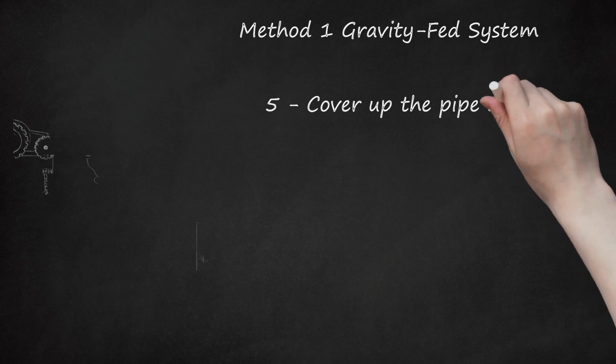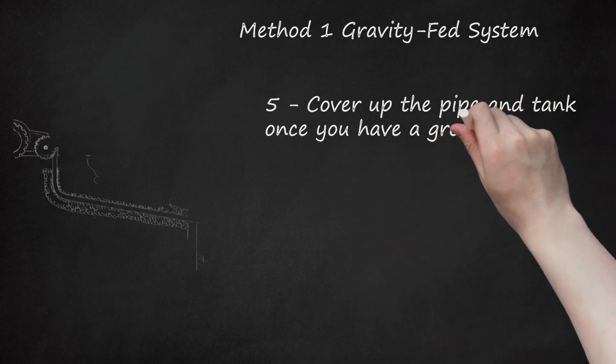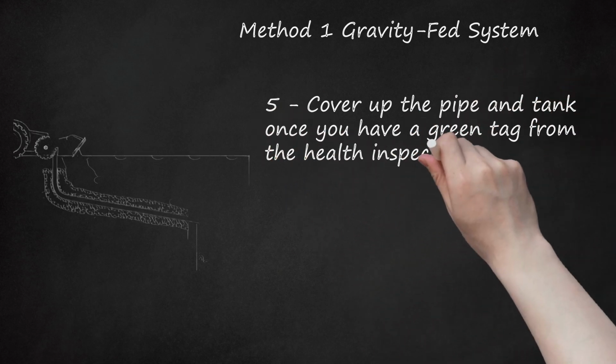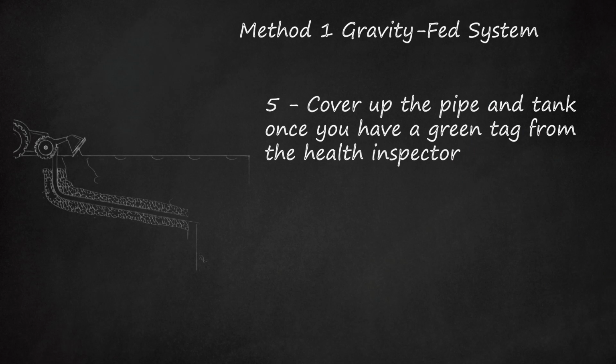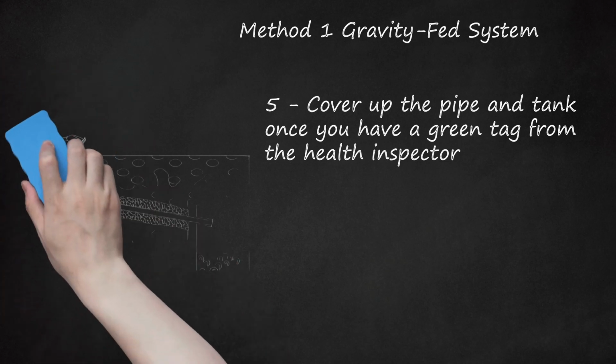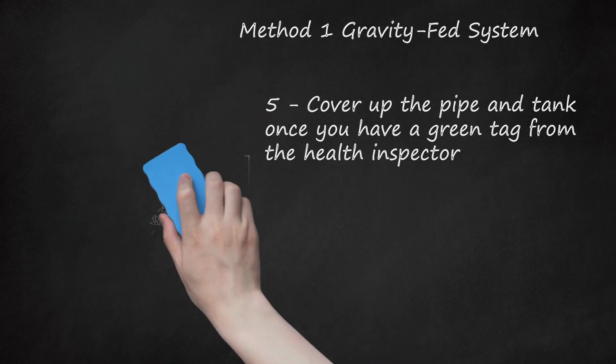5. Cover up the pipe and tank once you have a green tag from the health inspector. All areas, depending on the rules of the local health department, will require a special filter fabric, newspaper, 4 inches of straw or untreated building paper to cover the drain rock before backfilling.